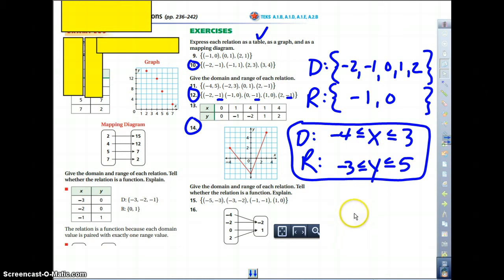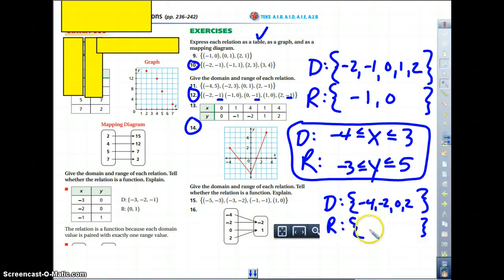Give the domain and range of each relation and tell whether the relation is a function. Explain. Okay, on 16, domain is discrete here. -4, -2, 0, and 2. My range, there's just 2 numbers in my range. Okay, that's the easy part.